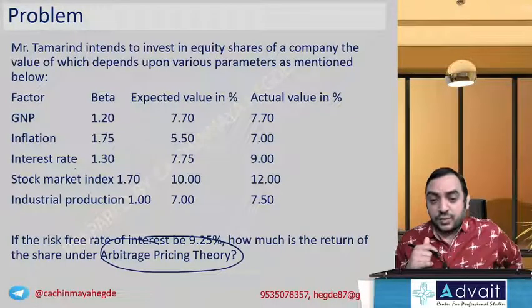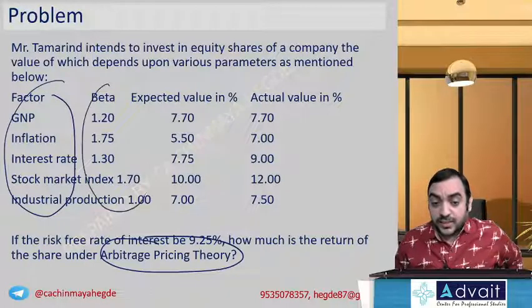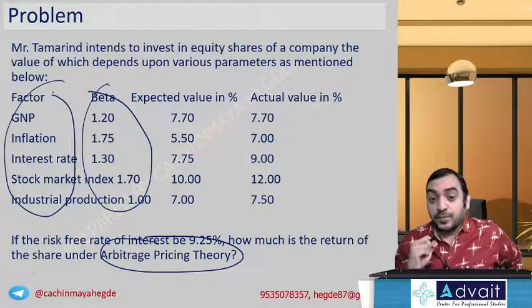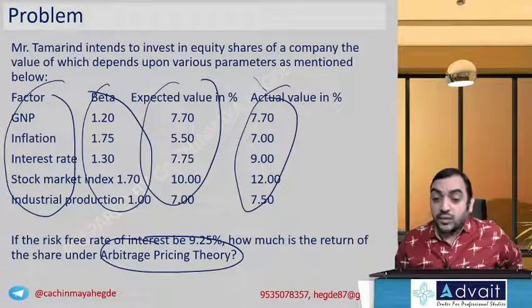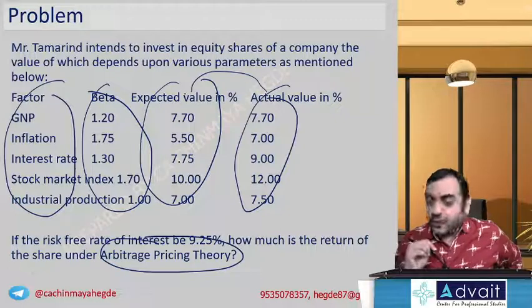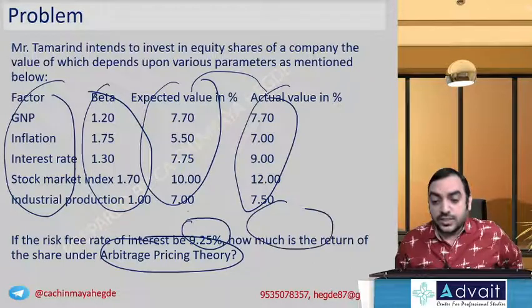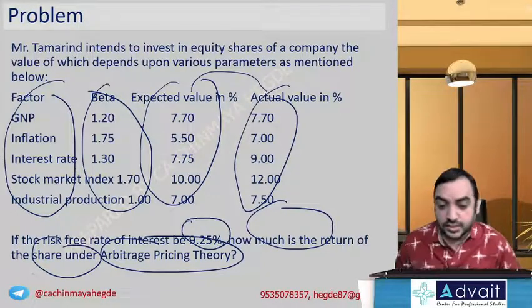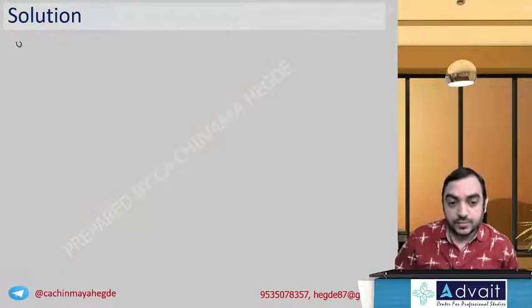Mr. Tamarin intends to invest in equity shares of a company, the value of which depends upon various parameters as mentioned below: GNP, inflation, interest rate, stock market index, industrial production. See, these are all factors. These are all factor betas. And how to compute factor premium? They said actual value minus expected value will give you the factor premium. And the risk-free rate is 9.25, lambda 0. How much is the return of the share under arbitrage pricing theory? Let's calculate under APT.